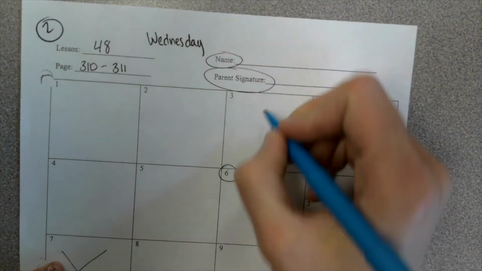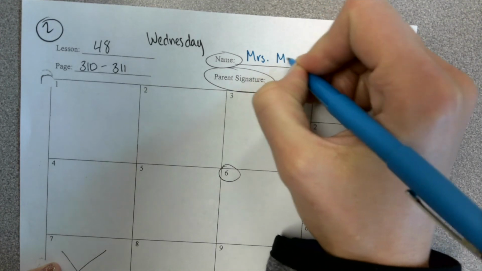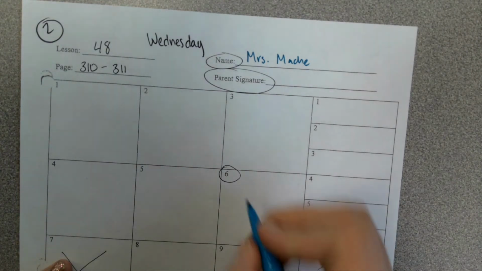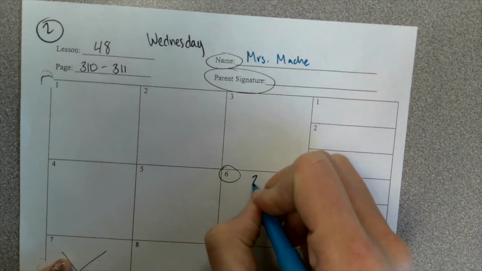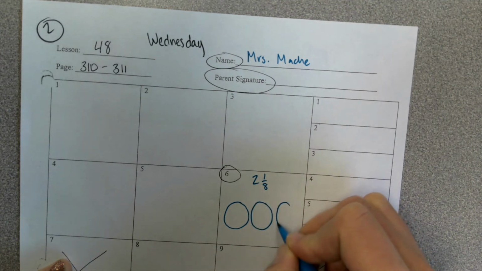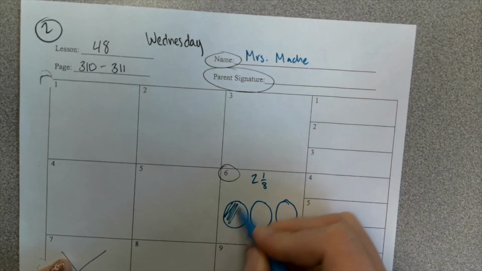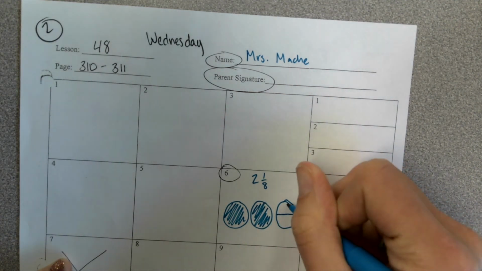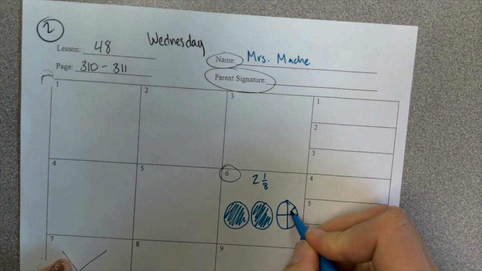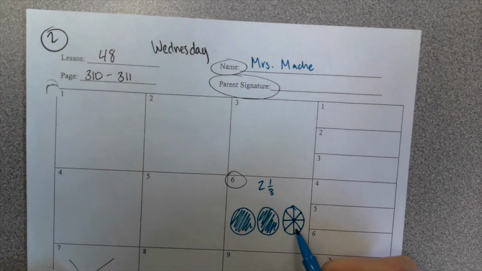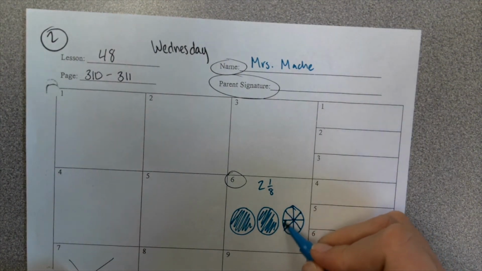Let's start with your name on the top, and then let's start with 6. 6 says, draw and shade circles to show the number 2 and 1/8. So we need 2 fully shaded, and then we need our last one to do 1/8. 2 fully shaded in, and then we gotta make this one into eighths. There's half, there's fourths, and now if I divide each of these pieces in half, I get eighths. Check. 1, 2, 3, 4, 5, 6, 7, 8. Good. And then I'm gonna just shade one of those in.